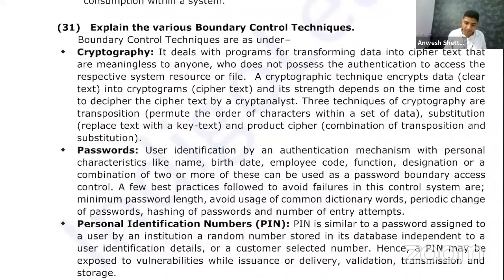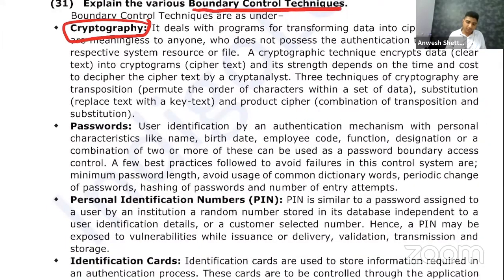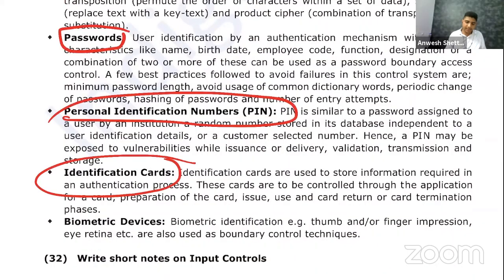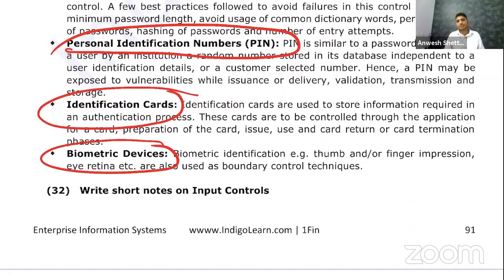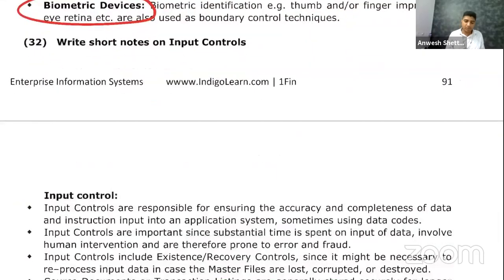Now the first one, we are talking about boundary control techniques. When we talk about boundary control techniques, we can have cryptography, passwords, PINs, ID cards, or biometric devices to identify that we are the right users who can open this software. Only the software I'm talking about. So that first control is boundary control. The next control we are going to talk about is input control.